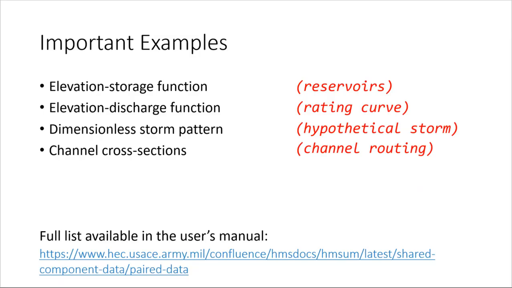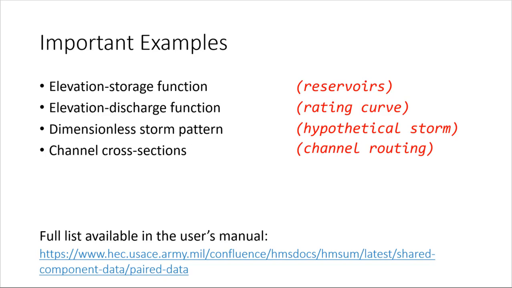There are many types of paired data that are used in HEC-HMS. HMS assigns specific types to each curve in order to prevent them from accidentally being confused with one another. Each type has its own units for the x and y variables. Some of the most commonly used paired data types are shown here.